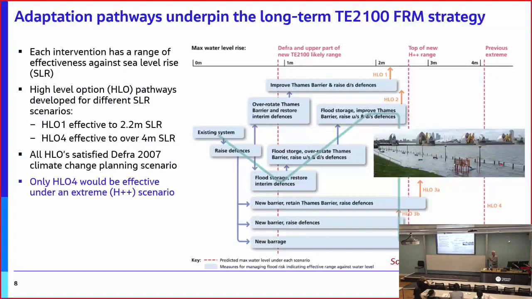Even if we switch off greenhouse gas emissions tomorrow, the residual effect in Earth systems will mean sea level rise will continue for a long time into the future. So the output of this initial work was the Thames Estuary 2100 Flood Risk Management Strategy.